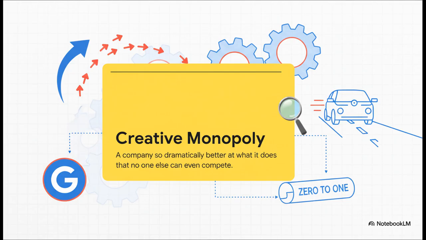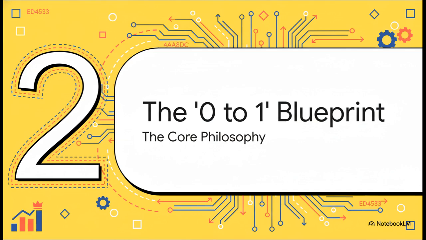like, say, self-driving cars. Okay, so we get it. The goal is to build a monopoly. But how? How do you actually do that? This next section breaks down the core concepts of Thiel's framework for creating something that is truly new.